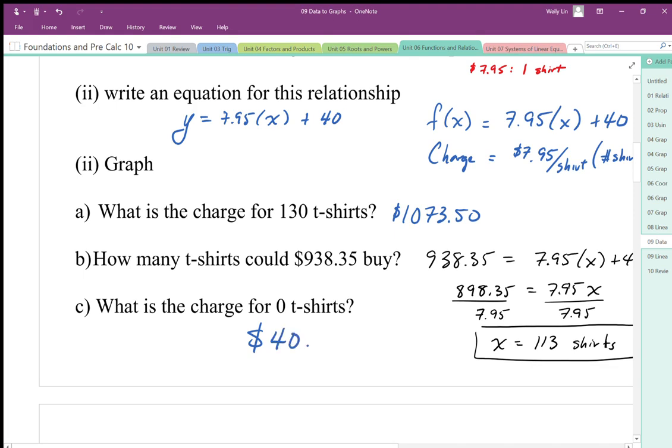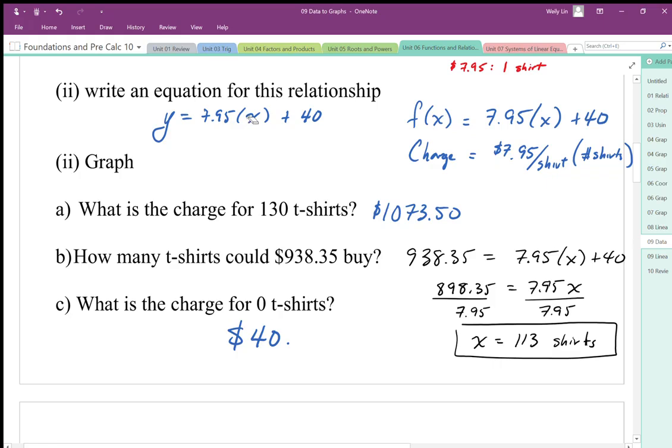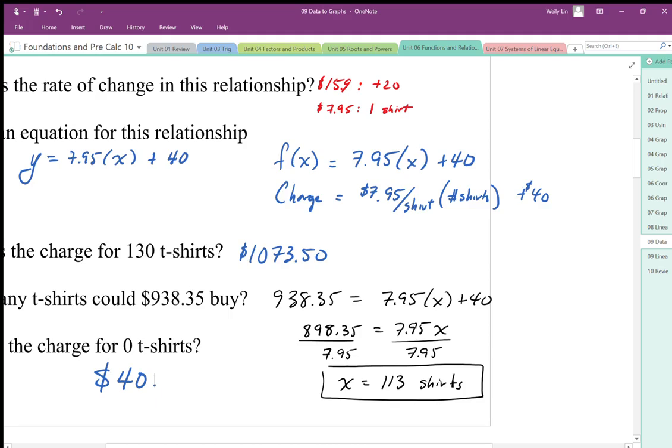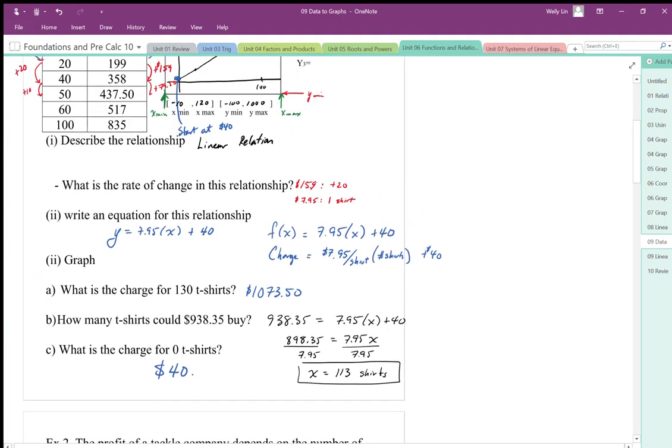And we could also do that by just plugging in 0 for x, making a table of values for all these. Since I've calculated a whole bunch of points, I'm going to just summarize my table of values here. I've got my table of values there, and I've added on a few more points into that table of values. So 0 and 40, I had 130 shirts, 1073.50. I have 113 shirts, and that was $938.35.